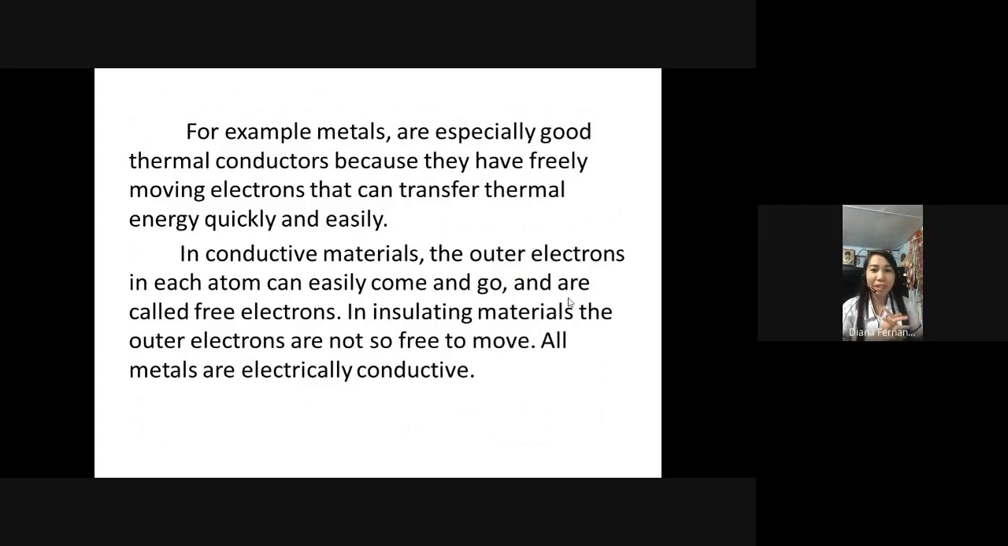May mga bagay na madaling daluyan ng heat at electricity, katulad ng mga metals. Okay? So, kaya kapag nagluluto tayo, we use metal pan. Hindi tayo gumagamit ng kung anong, diba? Kasi para madali yung transfer ng heat. Hindi ba? Ang ginagamit natin is metal. Kasi kung hindi naman conductor ng heat, hindi rin siya mag-iinit. Okay?